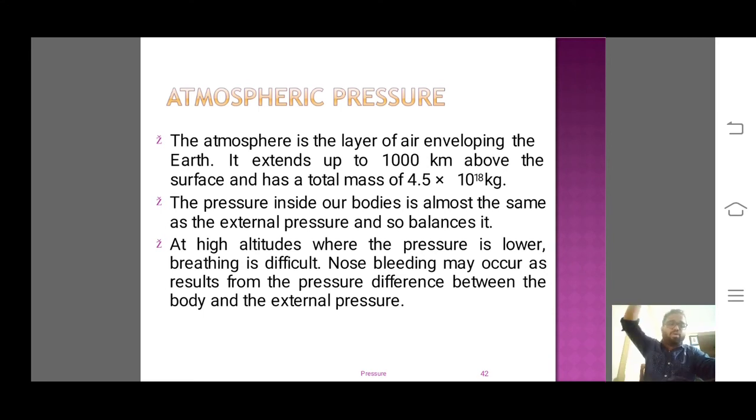Because at higher altitude, if you go, the pressure is less, because our body is giving more pressure. So there is a difference in pressure. Our body cannot balance that. So nose bleeding is very common.